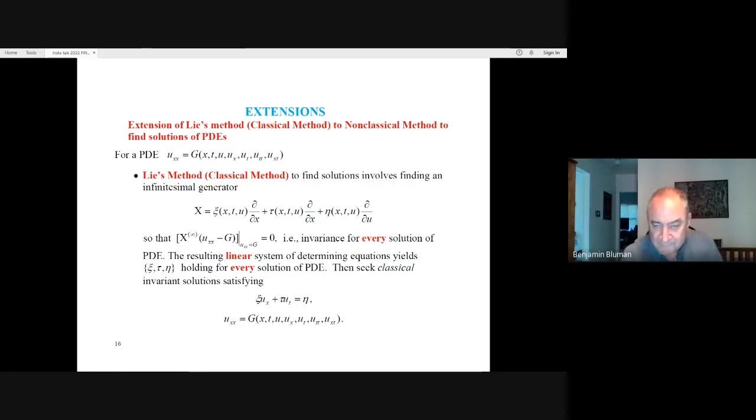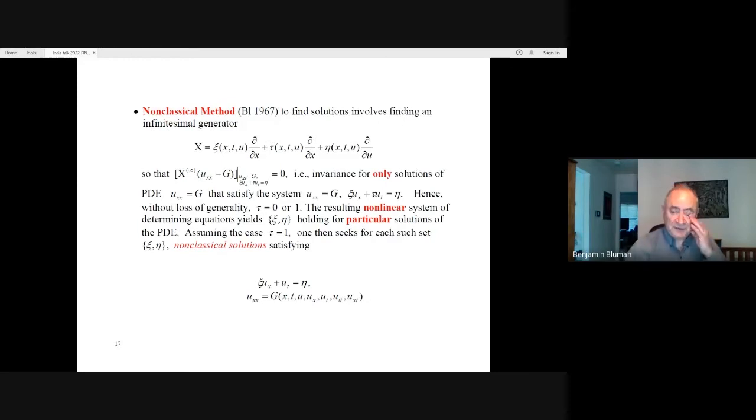That's the important thing. So I introduced this idea in my thesis in 1967. Sounds a little bit, but it was quite a long time ago. And it was used to find solutions. Here it involves finding an infinitesimal generator so that the extended operator is zero.